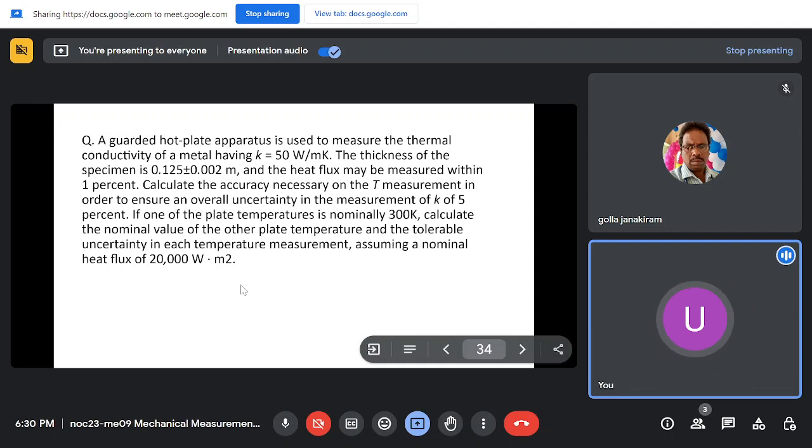We are asked to calculate the accuracy necessary on the temperature measurement in order to ensure an overall uncertainty in the measurement of K. The overall uncertainty of measurement of K should be limited to 5%. So what should be the temperature uncertainty? Further, they say one of the plate temperatures is nominally 300 Kelvin. Calculate the nominal value of the other plate temperature and the tolerable uncertainty in each temperature measurement. The heat flux is given as 20,000 watt per meter square.